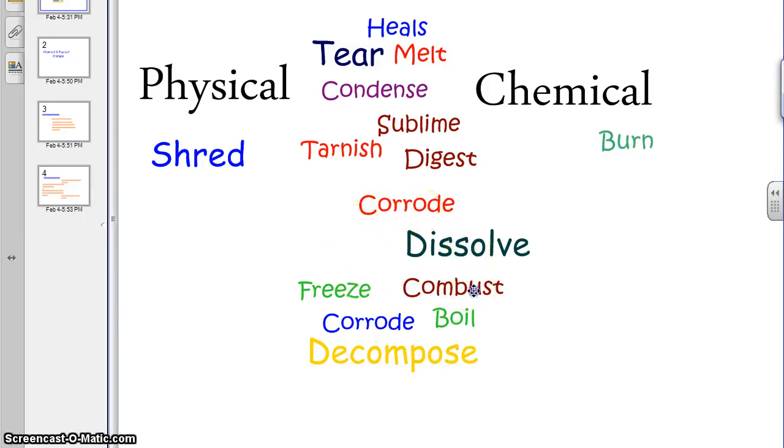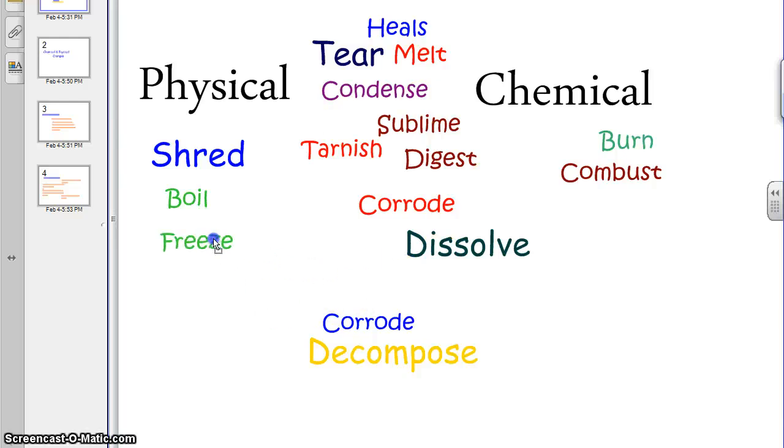If you combust, well, that's a synonym for burn, so that would go there. Boil. Boil is what we just saw. We saw how nitrogen and oxygen boiled without changing the chemical bonds. In fact, any kind of transition of phase, boiling, freezing, melting, condensing, any of those things would go into the physical category. So be aware of that.